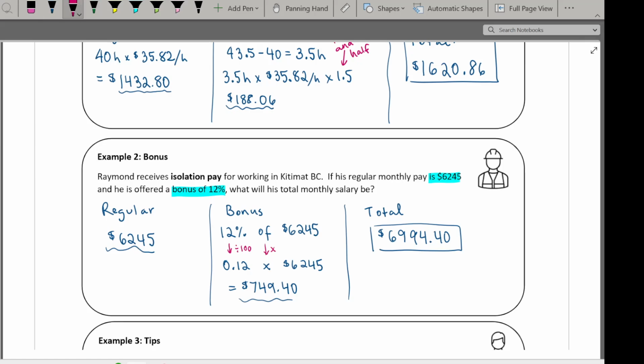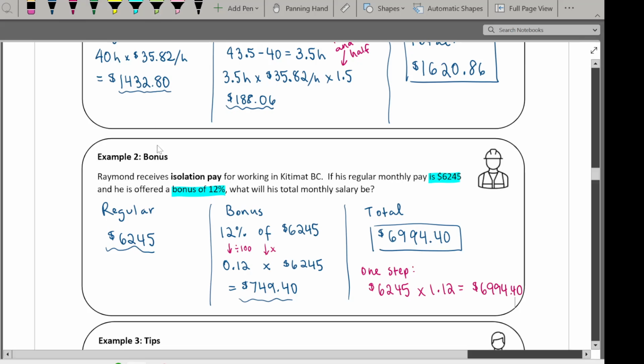Just a little tip here, if you want to save some time, you can actually calculate the total in one step. You can multiply by 112%, meaning you're including the regular and then also the bonus all in one. I'm just going to show this here. This is optional, but it allows you to do it quickly. You could start with your 6,245 and multiply by 1.12, because you're including the regular wage and then the extra 12%. You'll get straight to the answer. So that's optional if you want to do it in one step.